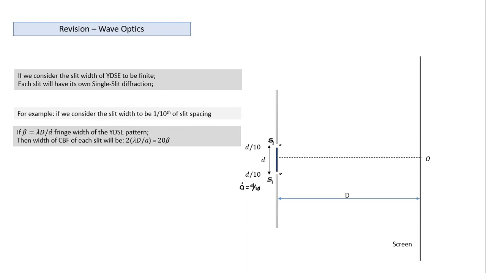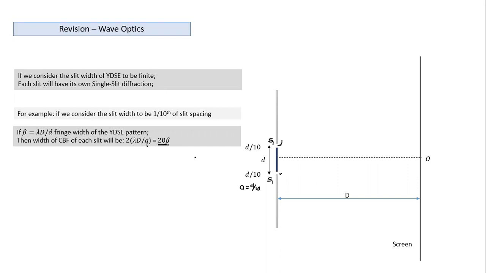So it will form a single slit diffraction pattern. What will be the width of the central bright fringe due to a single opening? The central bright fringe has a width of twice beta, where beta is equal to lambda D by a. a is the size of the opening, but a itself is d by 10. So putting d by 10 and the 2 because of the central bright fringe, the central bright fringe will be 20 times as wide as the fringe width due to the YDSE pattern.